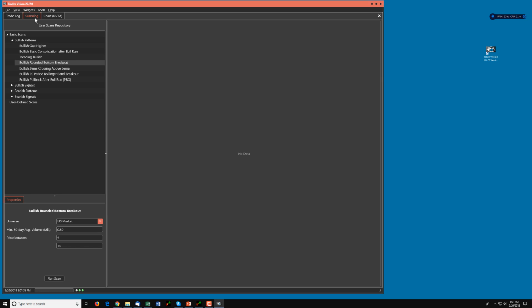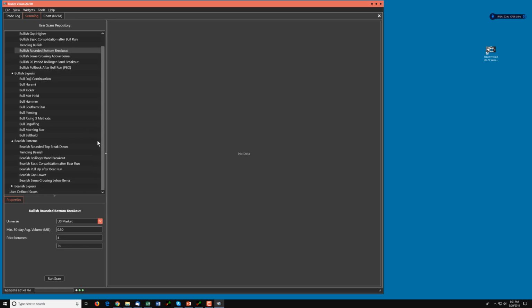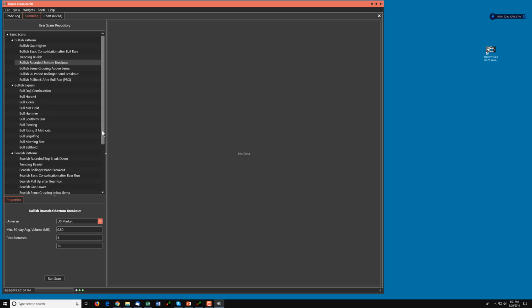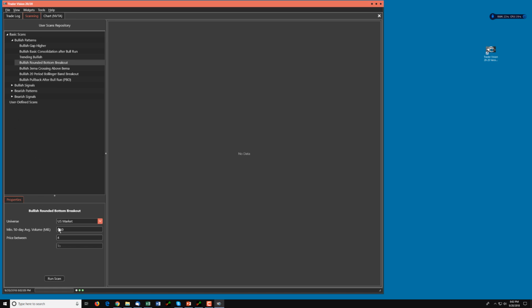This is the scanning widget that is built into Trader Vision. It comes with 35 built-in scans. And at some point we will add the ability for you to write your own scans. I've had that, but I've got it turned off now, and we're focused on other things at the moment. It's a very straightforward process. You pick a scan, so let's say rounded bottom breakout. You just then pick the universe you want to run against, and our application comes with a number of universes. I'm just going to choose the US market.